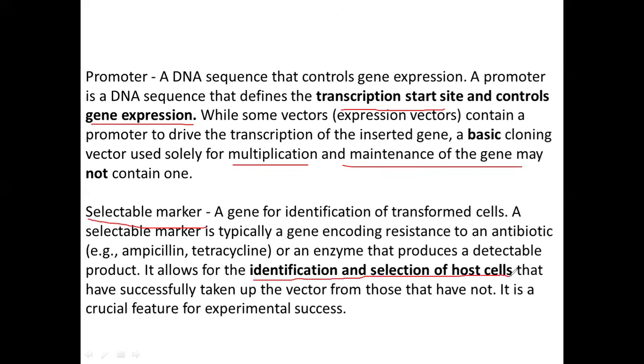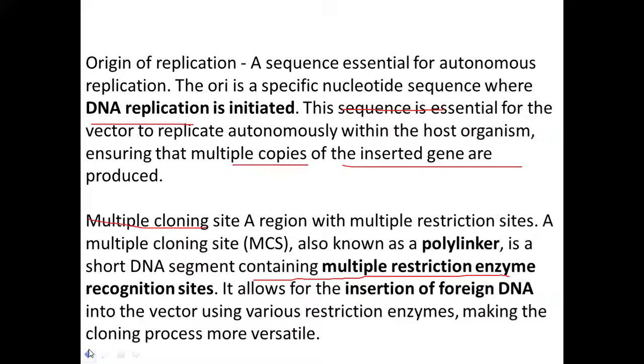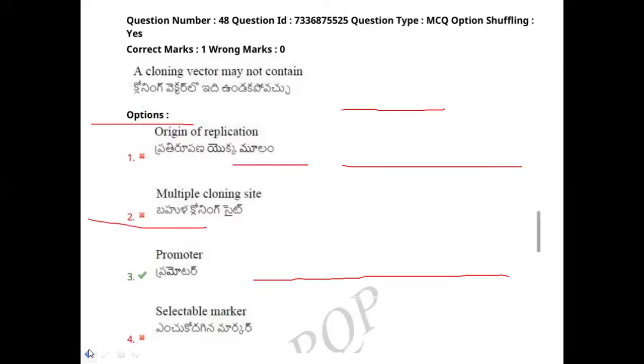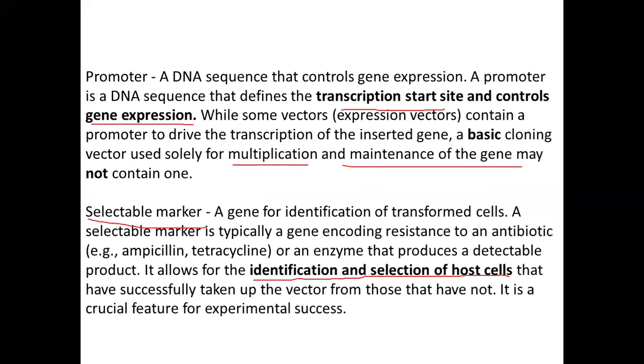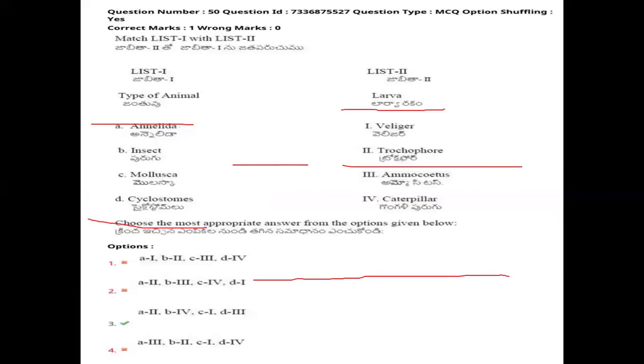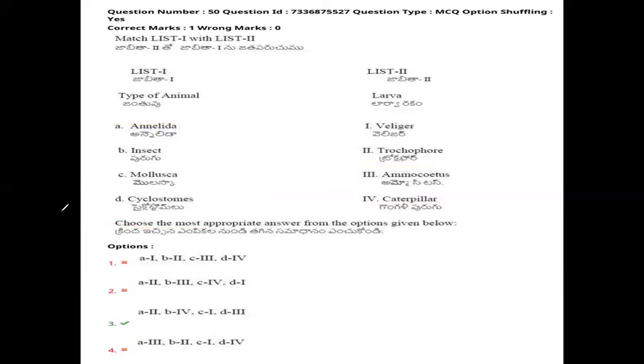సో ఏదైతే మనం క్లోనింగ్ చేస్తాం, ఆ స్పెసిఫిక్ క్లోనింగ్ సక్సెస్ అయిందా లేదా, ఆ స్పెసిఫిక్ యాంటీబయాటిక్ రెసిస్టెన్స్ ఫామ్ అయిందా లేదా అనేది ఐడెంటిఫై చేయడానికి వి నీడ్ దిస్ సెలెక్టబుల్ మార్కర్. డన్. సో సెలెక్టబుల్ మార్కర్, multiple cloning site and origin of replication will be generally present in the basic cloning vector. So option 3 is the correct, where multiple cloning promoter won't be present in the cloning vector.